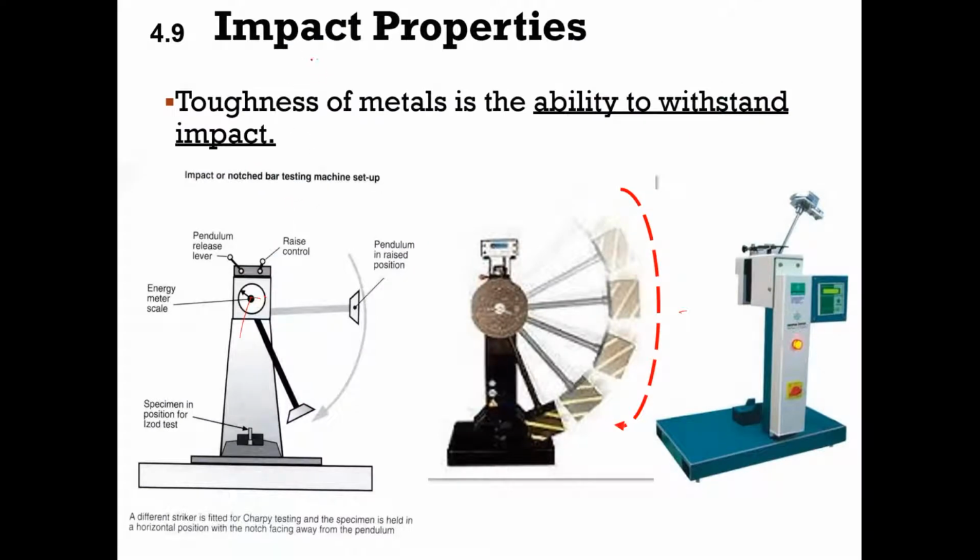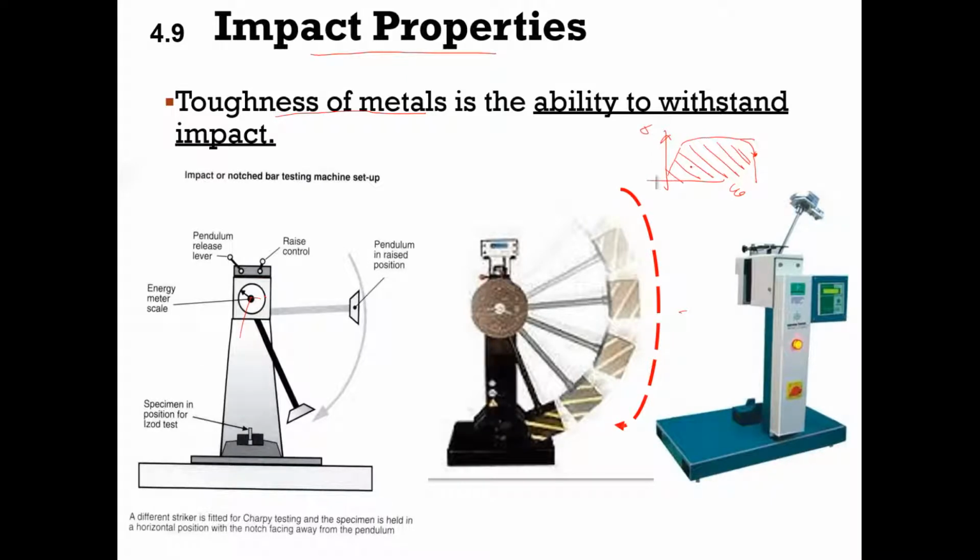Okay, now we go to the impact properties. What does it mean by impact properties? Impact properties are related to the toughness of a material. In the previous lecture, if we can recall, the toughness of a metal can be measured from the stress strain curve, whereby the toughness of a material is the area under the stress strain curve before its fracture, meaning this area.